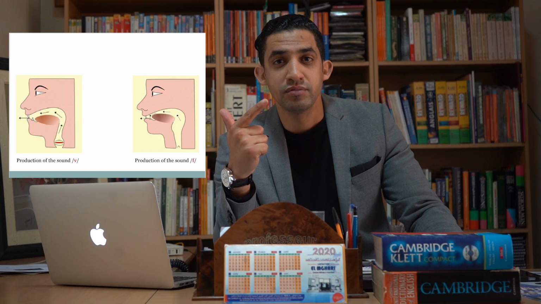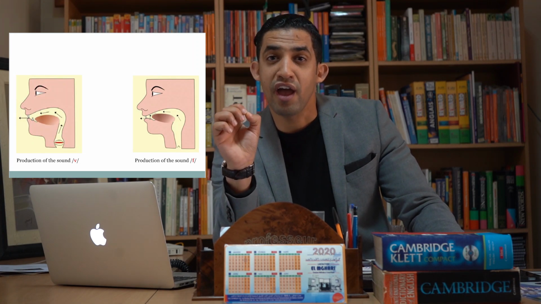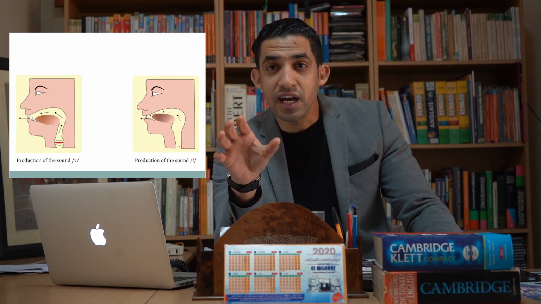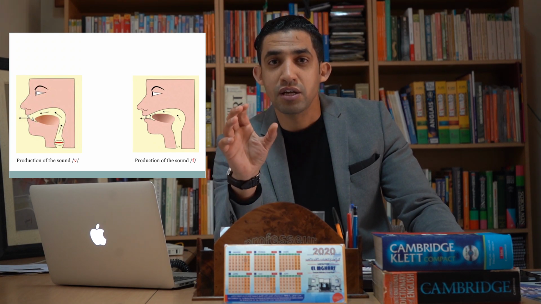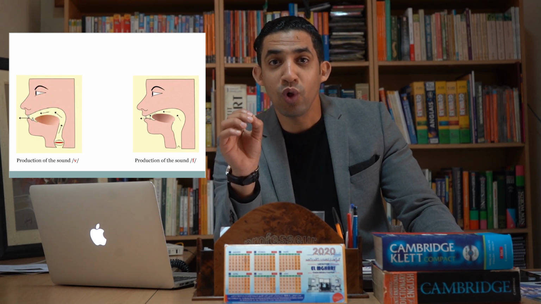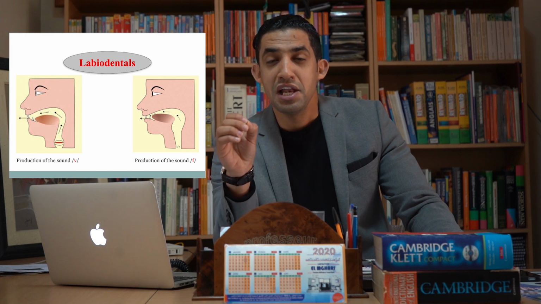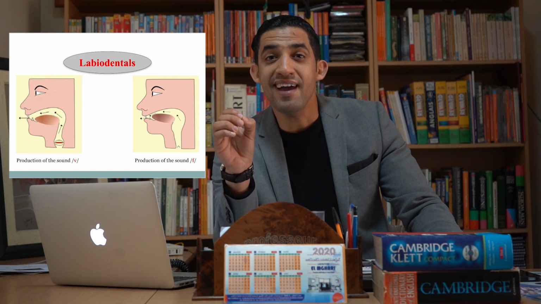The second place of articulation is the one behind the production of f and v. In the production of these two sounds, f and v, the air is blocked by touching the bottom lip to the upper teeth. So we call them labiodentals. What are labiodentals? Labiodentals are f and v.